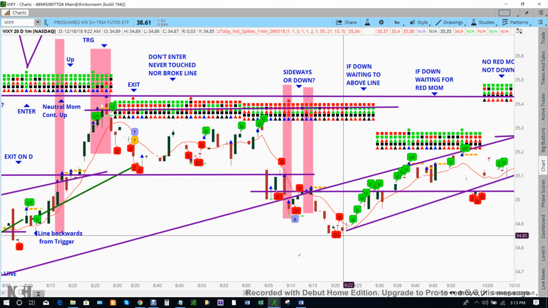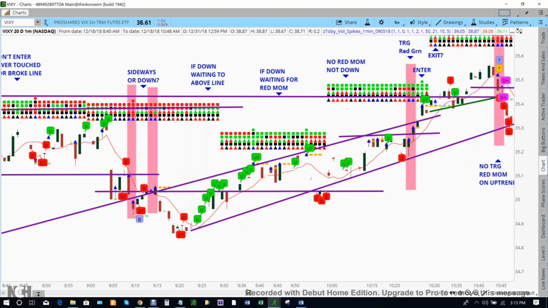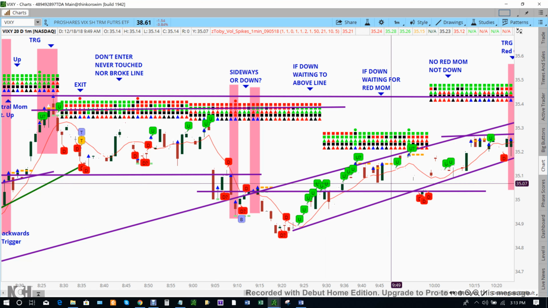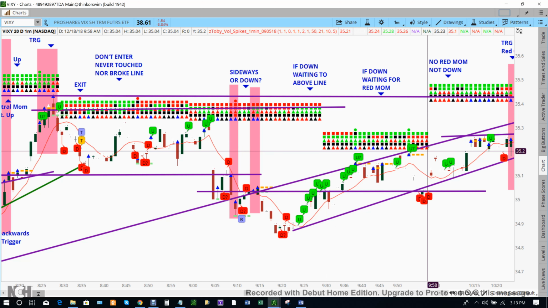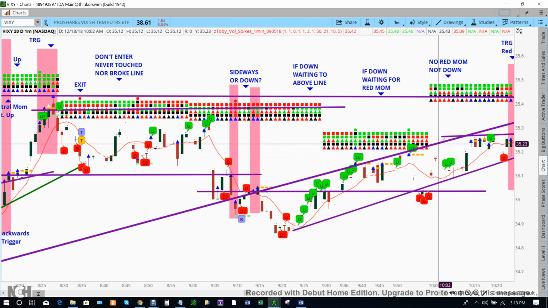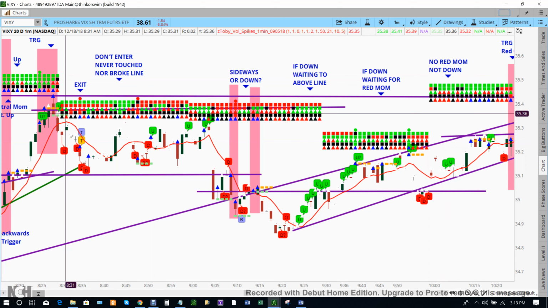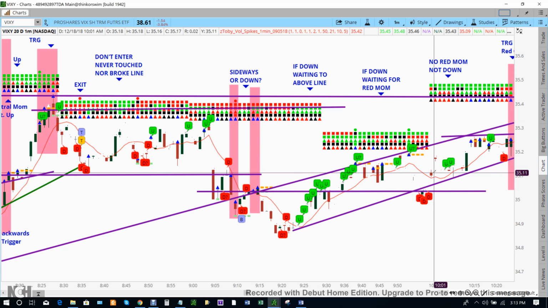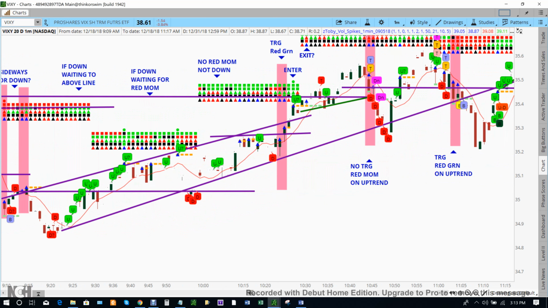So we haven't got any of the blue volume with red momentum. So it's probably obvious by now it's going sideways. See, it's started over here, just kind of going sideways. So we don't want to enter yet.